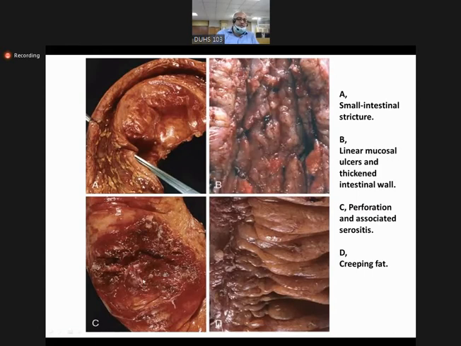Here you can see perforated wall of the intestine because of the transmural inflammation. It may cause perforation. The patient may present with intestinal perforation and acute abdomen.